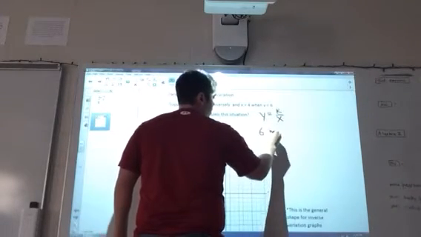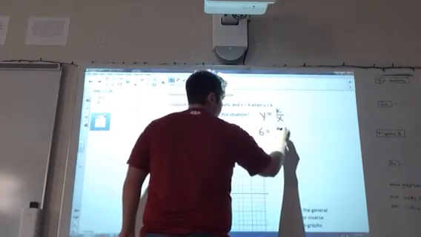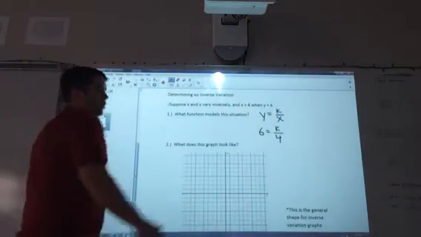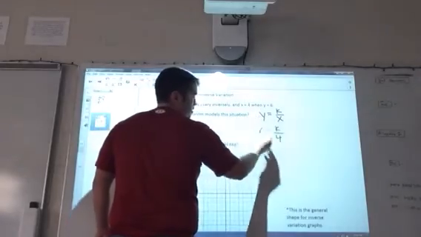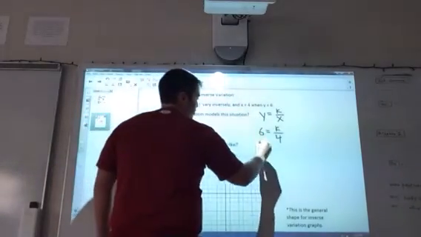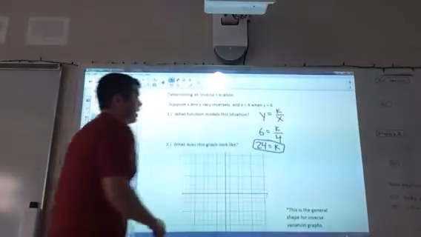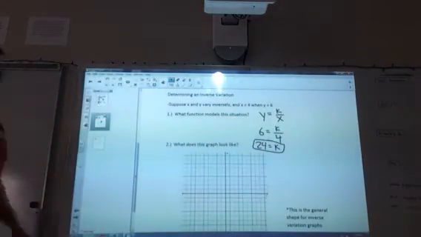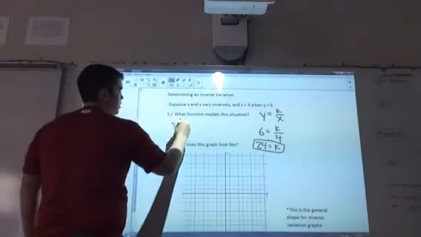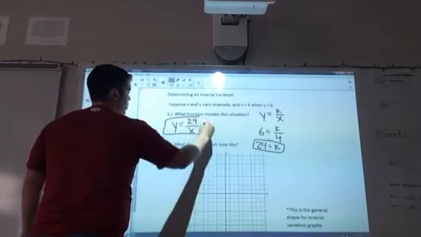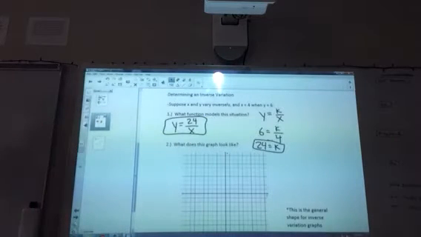6 goes in for y, 4 goes in for x. And this is going to allow me to rewrite that equation to solve for k. When I do that, one little step here, 4 times 6 is 24. 24 equals k. Now, that's useful because now I can go back and write my equation. y equals 24 over x. So there's my function. Now, what does the graph look like?